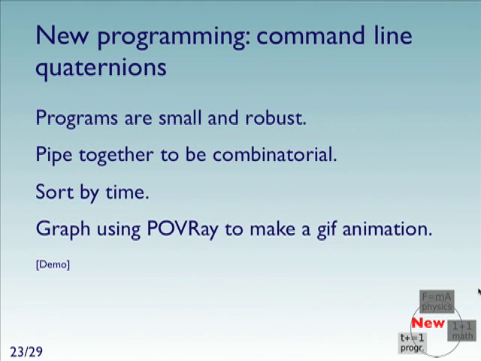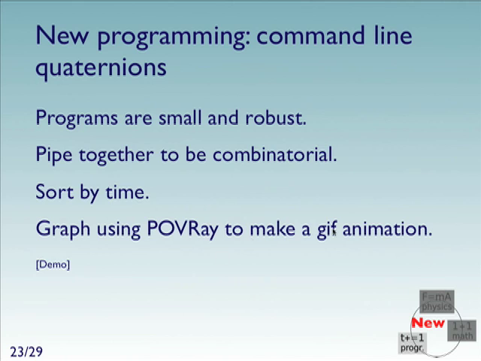So now I want to talk about some new programming that I've done. There are these things called the command line quaternions. The programs are really small and robust. They can be piped together and be combinatorial. We make a whole bunch of these things and we sort by time, and then we can graph them using this point of view ray program.